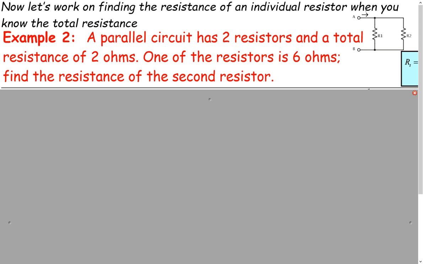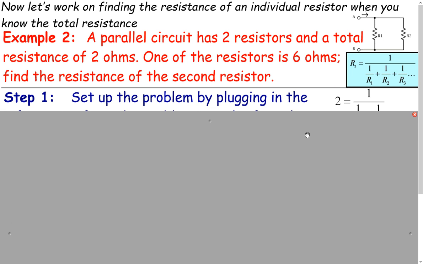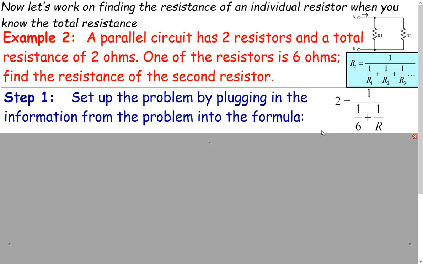Let's look at a problem. A parallel circuit has 2 resistors and a total resistance of 2 ohms. One of the resistors is 6 ohms. Find the resistance of the second resistor. Okay, so let's remind ourselves of that equation, and we're going to plug in what we know. The total is 2 ohms. Resistance 1 is 6. We only have 2 resistors, so there's not a third one. And we're going to put R for the unknown quantity.